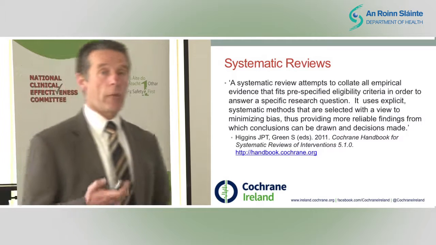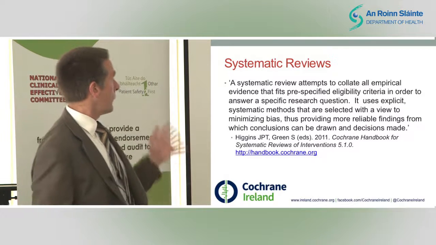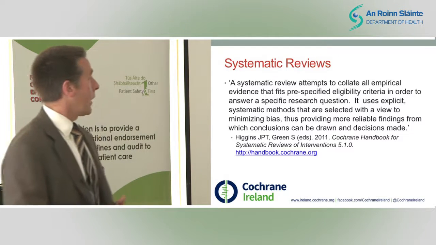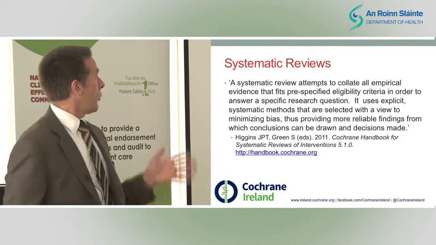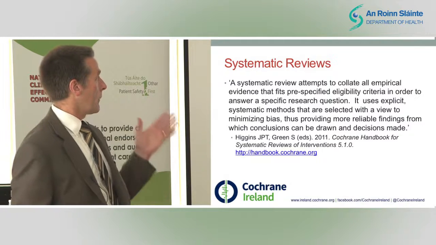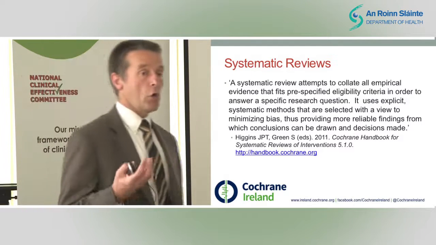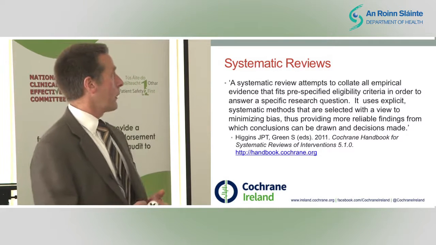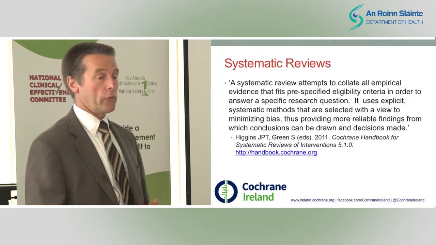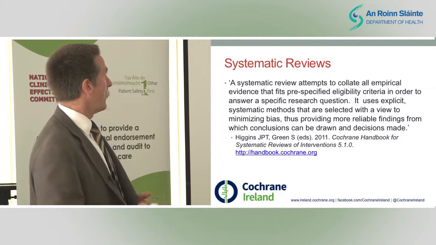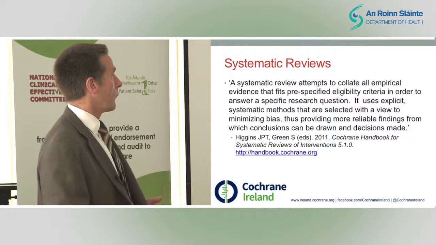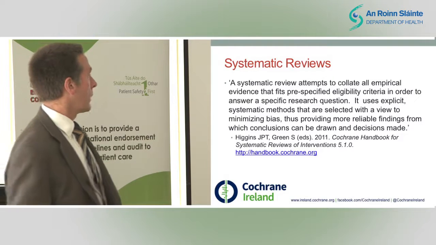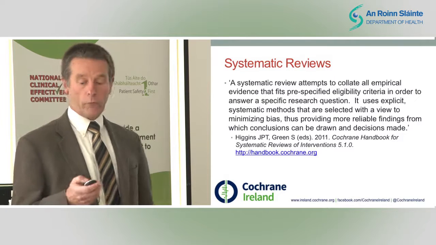So a systematic review itself, this is the definition from the Cochrane handbook. I'll talk about Cochrane in a second. But a systematic review attempts to collate all the empirical evidence that fits pre-specified eligibility criteria in order to answer a specific research question. It uses explicit systematic methods that are selected with a view to minimize bias, thus providing more reliable findings from which conclusions can be drawn and decisions made.